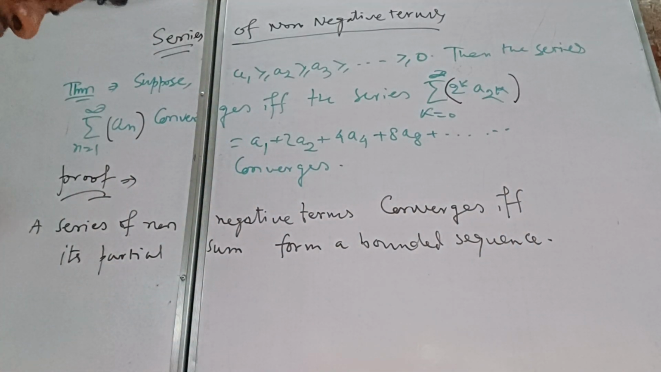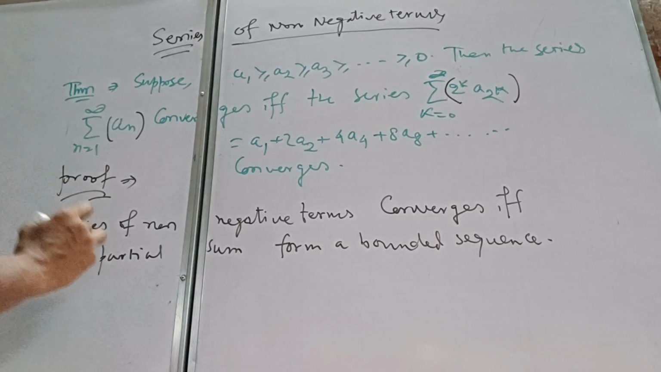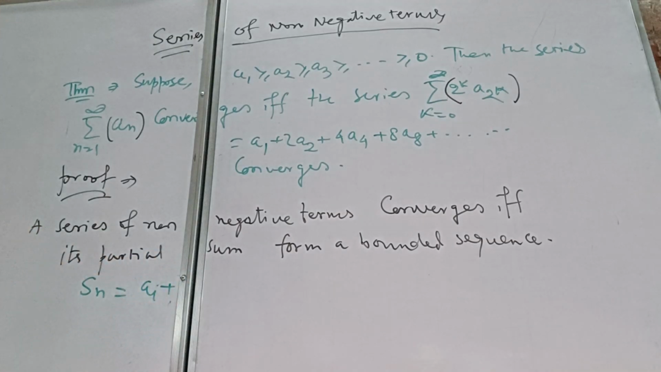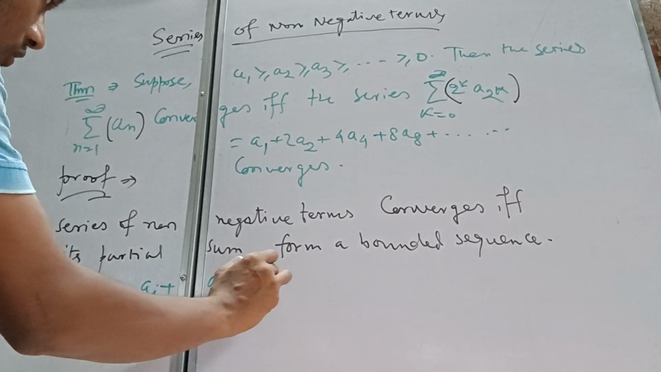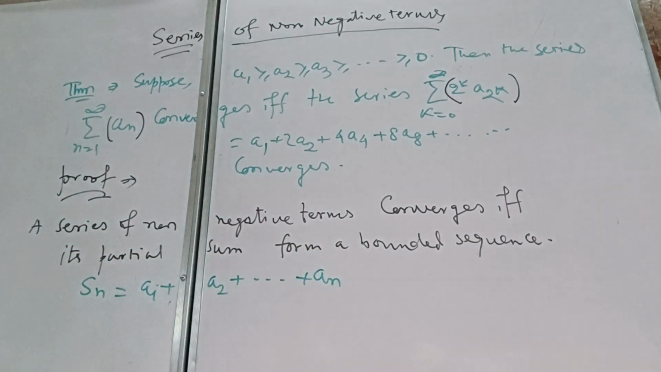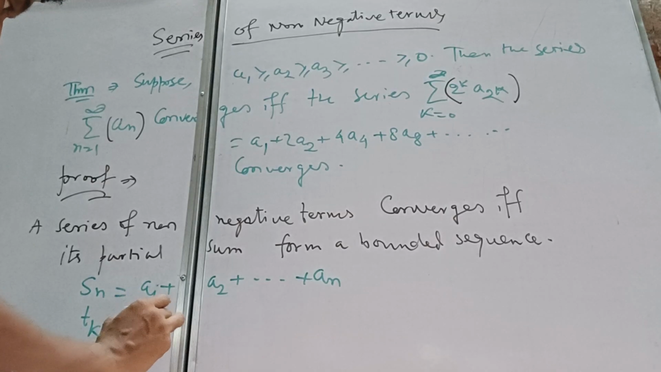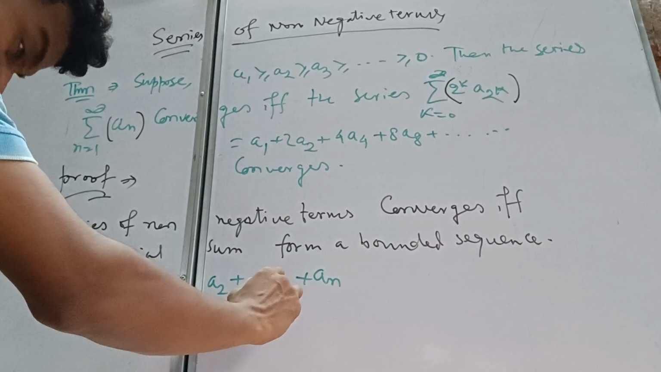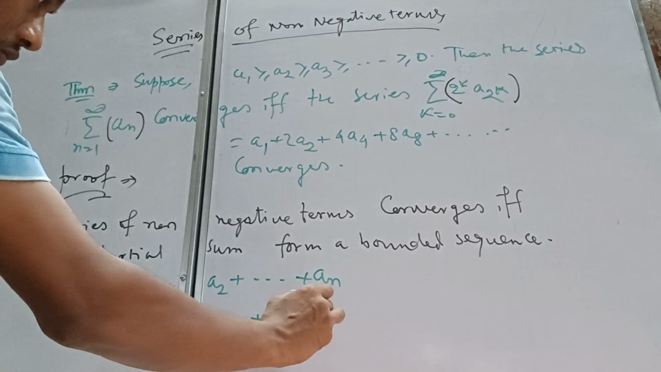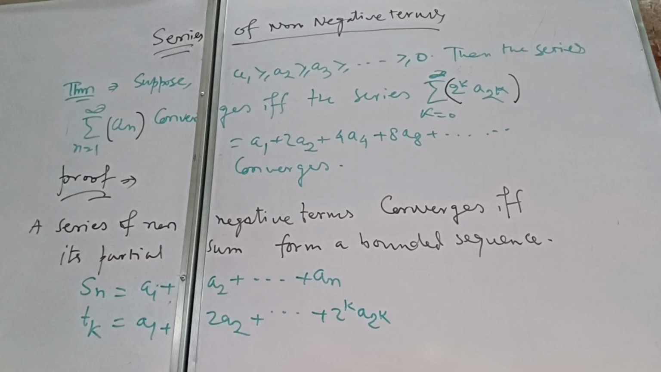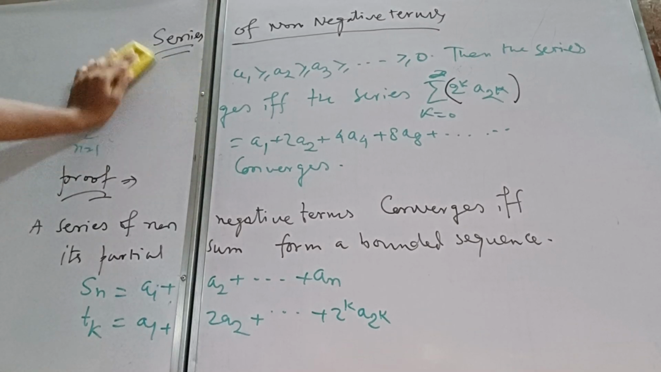So using this theorem, we first write the partial sum. Sn equals a1 plus a2 plus dot dot dot plus an. And here we write tk equals a1 plus 2a2 plus dot dot dot plus 2 to the power k a_(2^k). Okay, then what happened? Then we erase this portion and go on to further discussion of that.